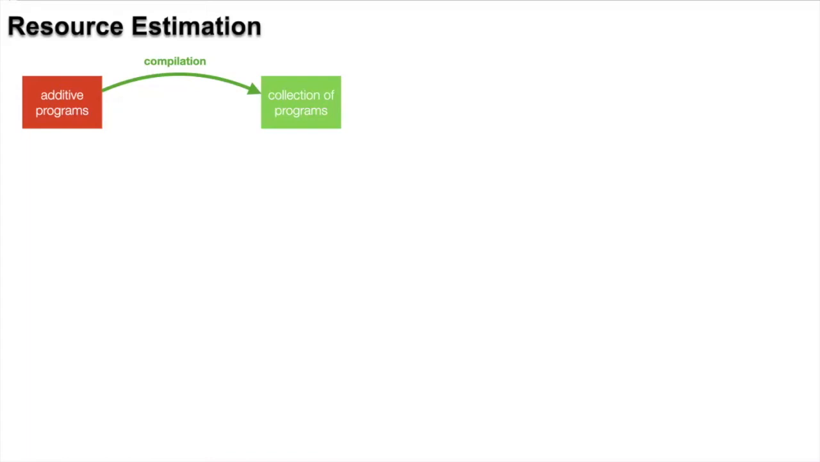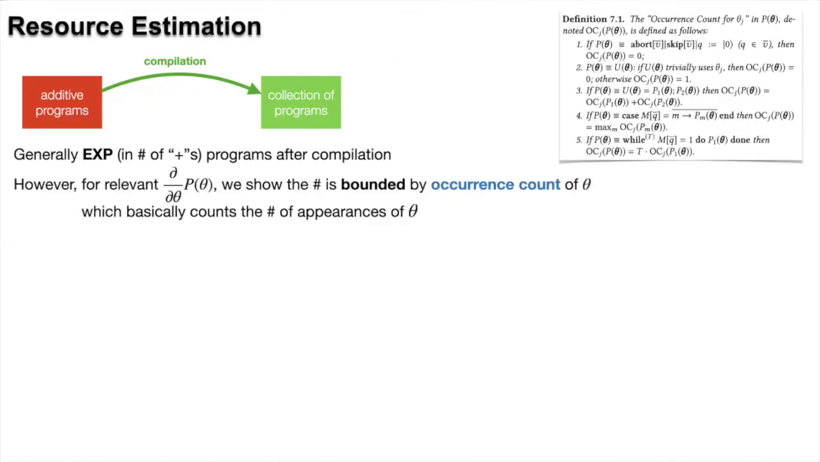Our goal is to make sure the final collection of programs is reasonable. However, this is not generally true for arbitrary additive programs. Fortunately, if we only care about those programs coming from taking the derivative of an actual quantum program, then we can show the number of the final programs in the collection is bounded by the occurrence count of the parameter theta. We have a formal definition of the occurrence count of theta, but basically it just counts the number of appearances of theta.